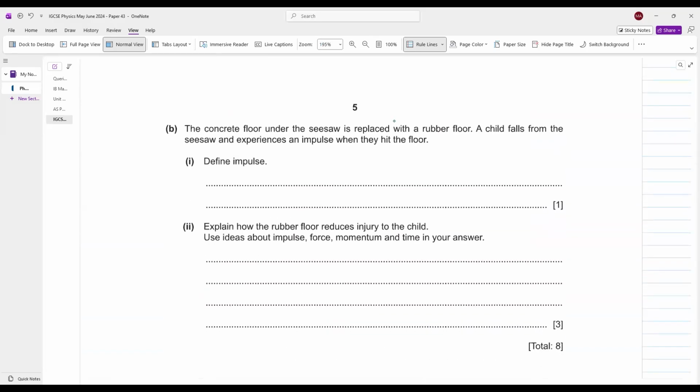The concrete floor under the seesaw is replaced with a rubber floor. A child falls from the seesaw and experiences an impulse when they hit the floor. You have to define impulse. What will you say? Impulse is the product of force multiplied by the time for which the force is applied. Simple.